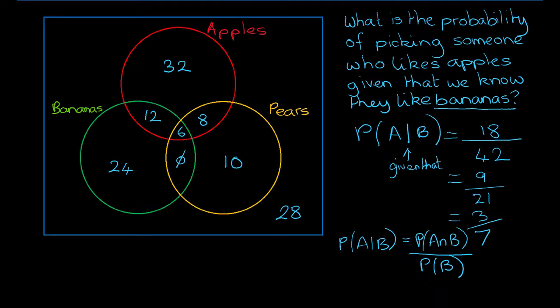See that the 18 was what was in the overlap between the apples and the bananas. That's what went on top. And on the bottom we put how much was in bananas altogether, the probability of B.